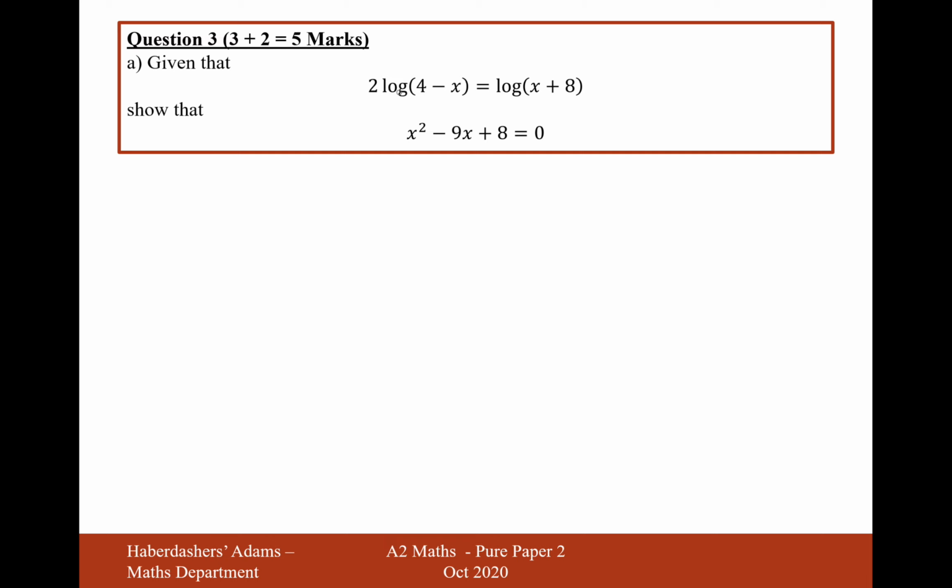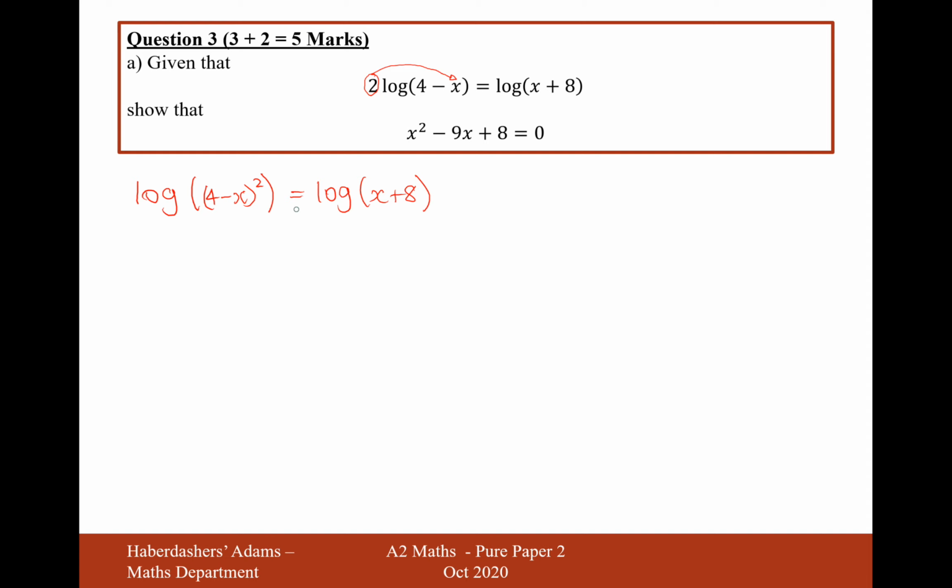What is important for this question is to get the ball rolling and start thinking about getting rid of logs on both sides. You need to incorporate the 2 into the brackets before you start thinking about cancelling out logs. So that's what we'll do first. Log of (4 - x), and that's all going to be squared, equals log(x + 8).